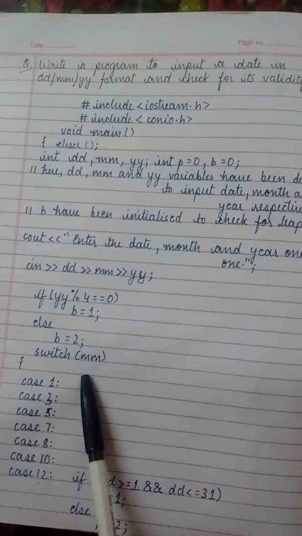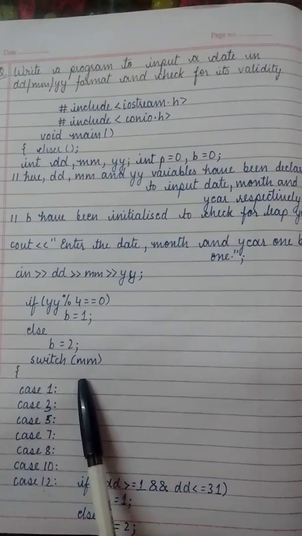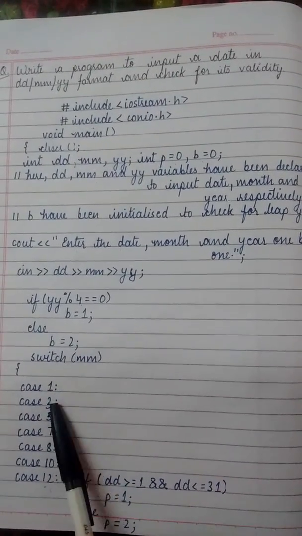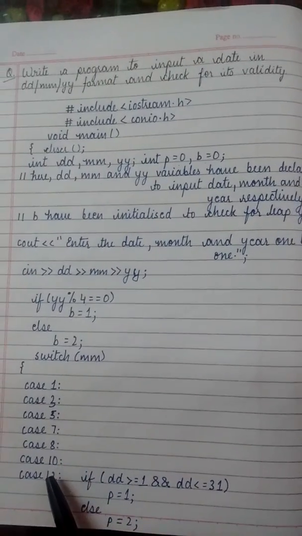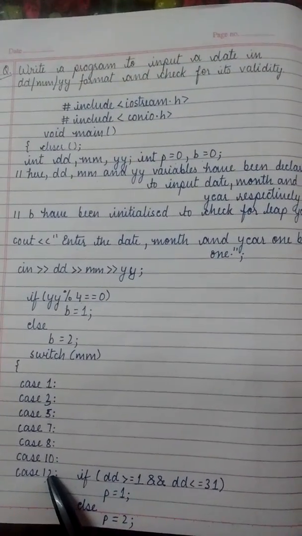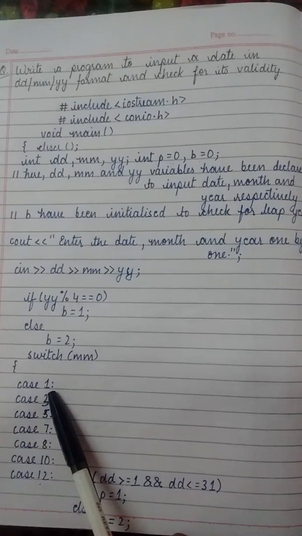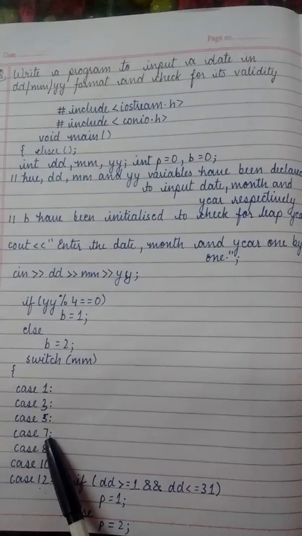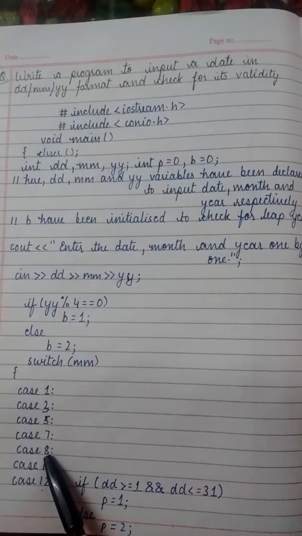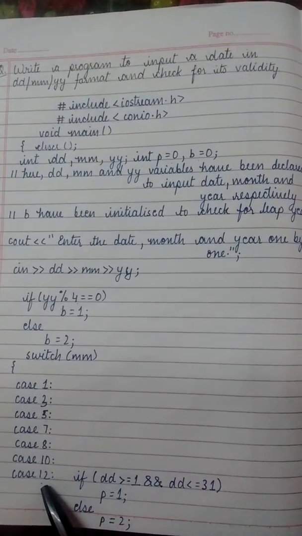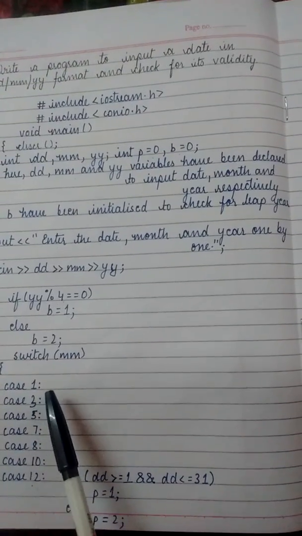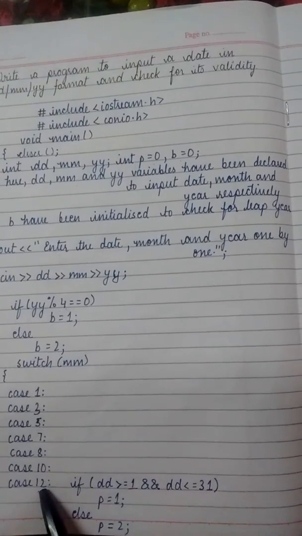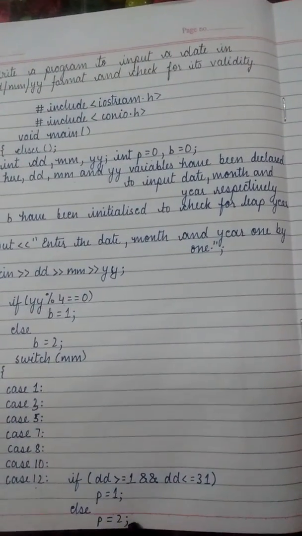Then I have used the switch case statement where I have checked the values for a month. Now case 1, 3, 5, 7, 8, 10, 12 actually represents the month. For example, case 1 represents January, 3 March, 5 May, 7 July, 8 August, 10 October, 12 December. Now if the case entered by the user, that is the month, matches any of these cases, then this set of statements will be executed.